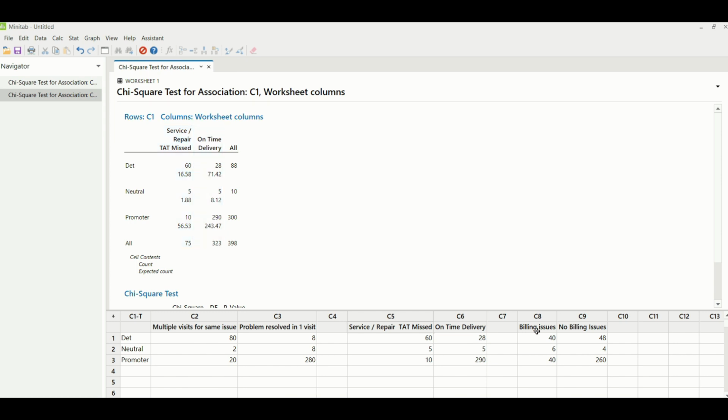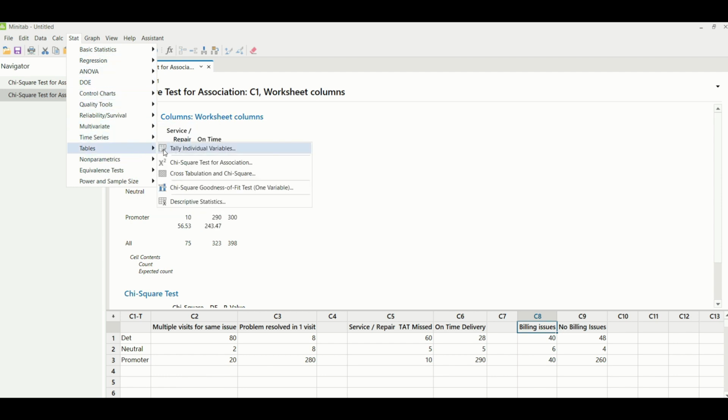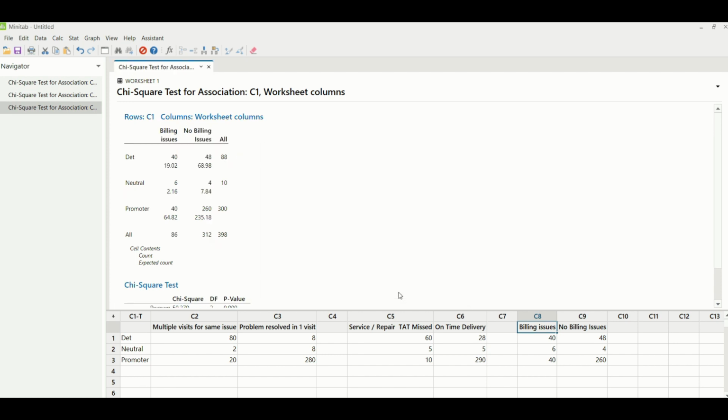And now the third X, which is the billing issue. Billing issue yes or billing issue no is the X. For that, we will go to Stat, Tables, Chi-Square Test for Association, and click OK. In columns containing the table, we will select billing issue and no billing issue together. And in rows, C1 is already selected and we will click OK.